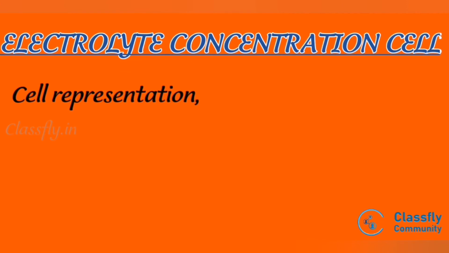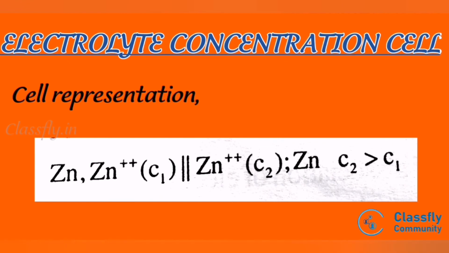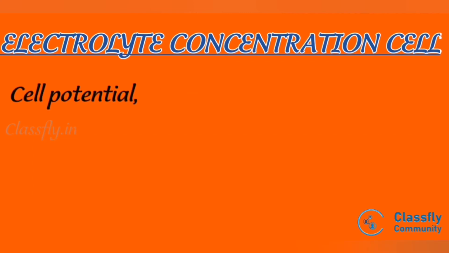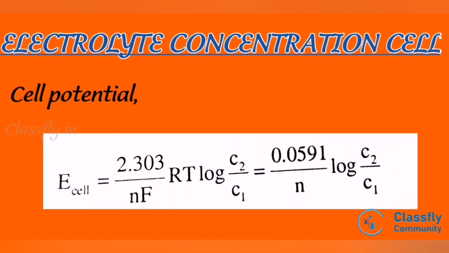The cell representation of the electrolyte concentration cell is Zn, Zn2+ at C1 concentration, connected by a salt bridge to Zn2+ at C2 concentration, Zn. Here C2 is greater than C1. So the cell potential E cell is equal to 2.303 RT by nF log C2 by C1, which is equal to 0.0591 by n log C2 by C1.